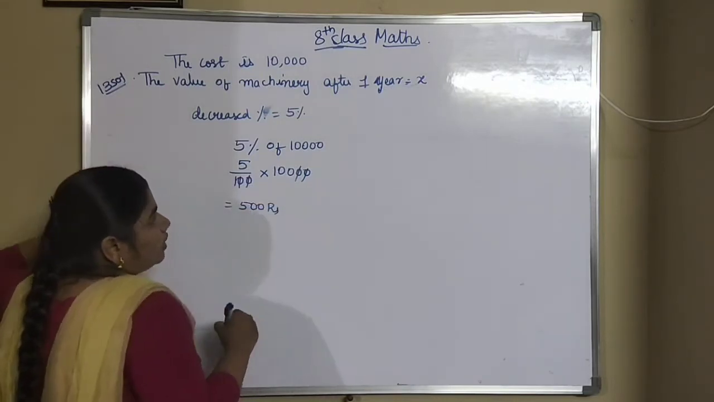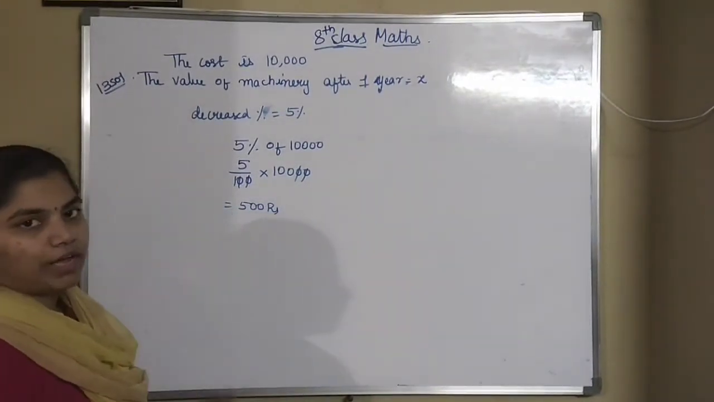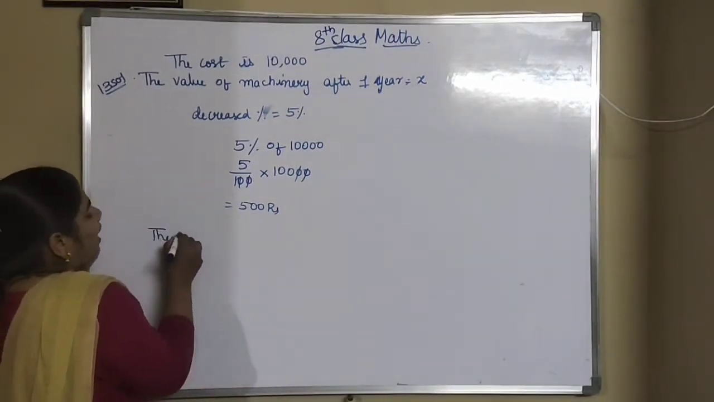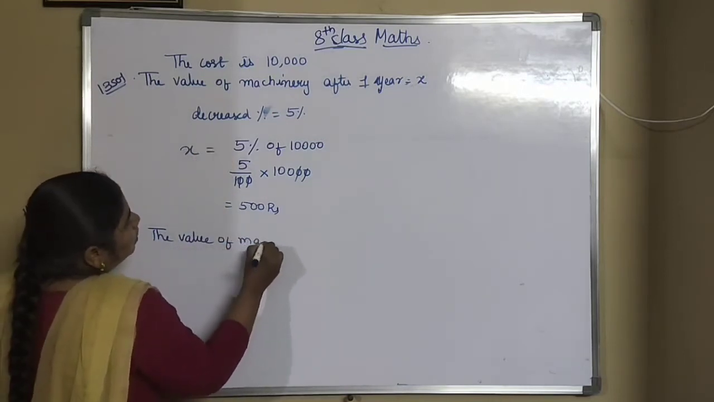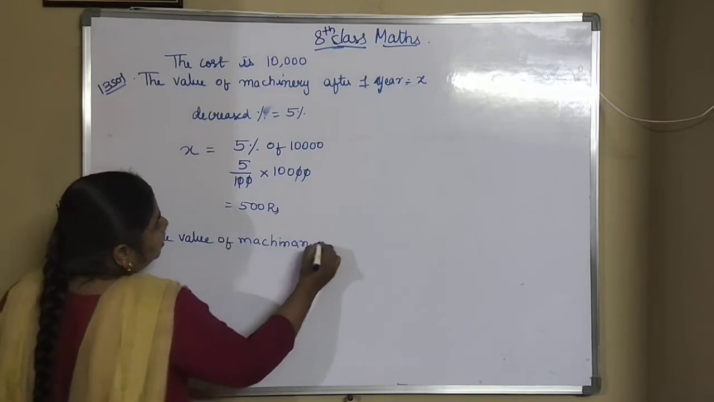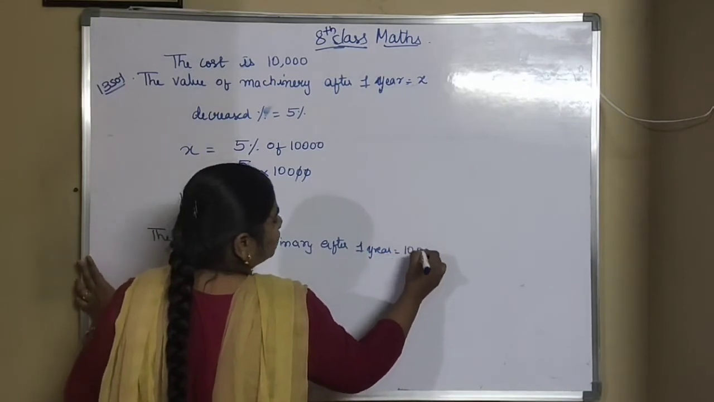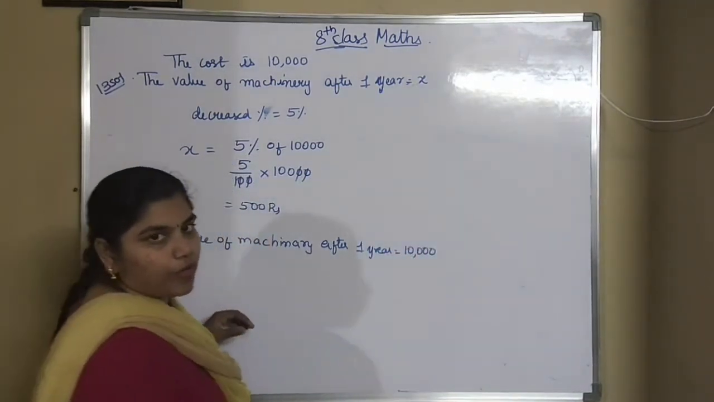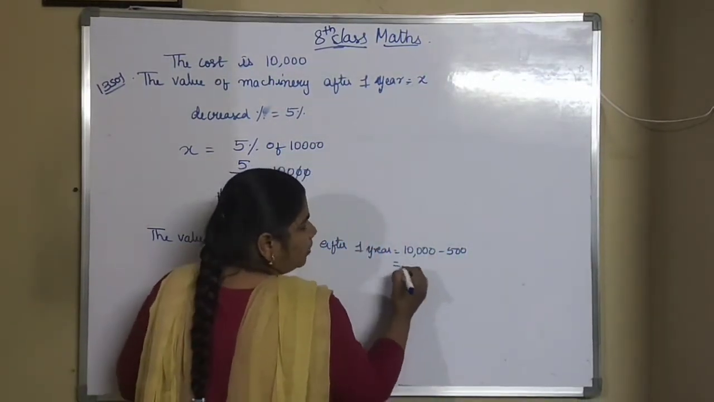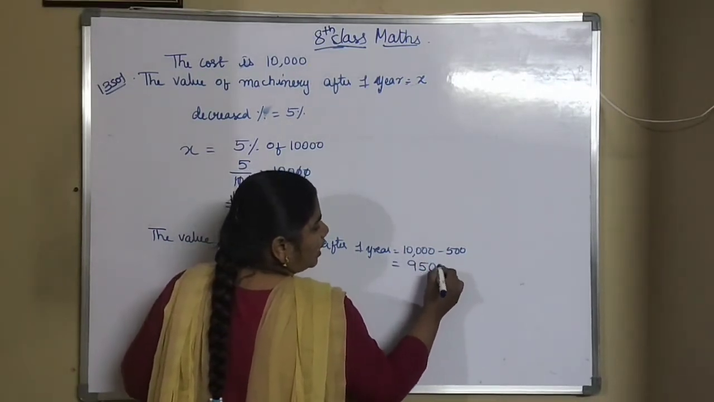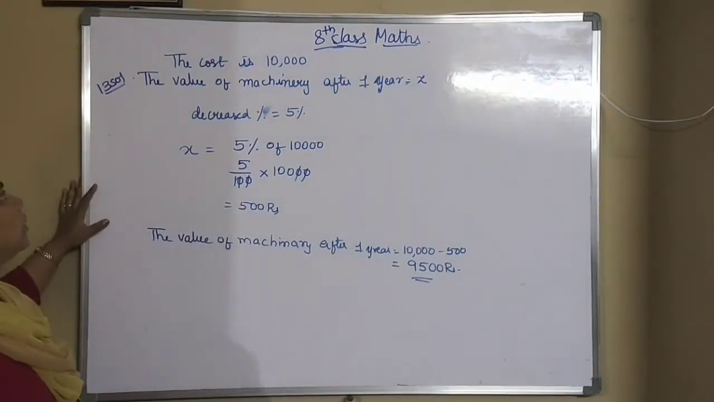That means after 1 year the rate of decrease is 500. So it has been dropped by 500 rupees. So what is the value of machinery after 1 year? Before it was 10,000. After 1 year it has been decreased by 5%. What is the 5% value? That is 500. So that will be equal to 9,500 rupees. So this is our 13th solution.